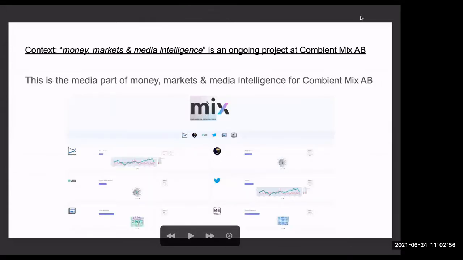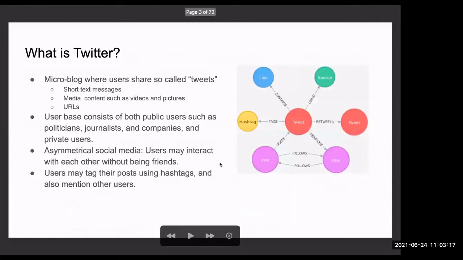So the context for this is that it's a part of a money markets and media intelligence project at Commient Mix. So what has been done is basically the media part where we want to interact with Twitter. And so what exactly is Twitter?